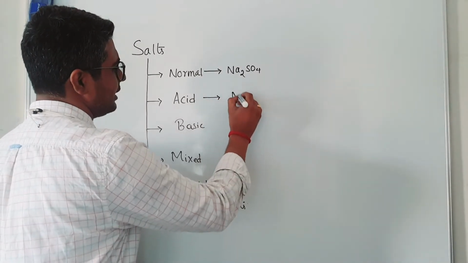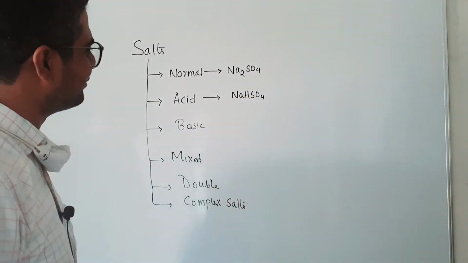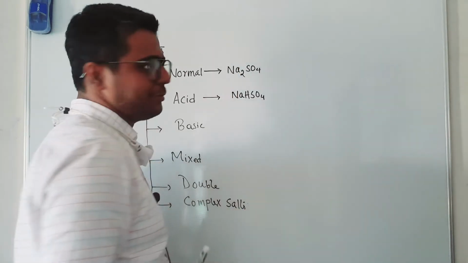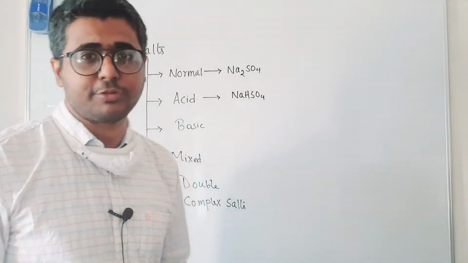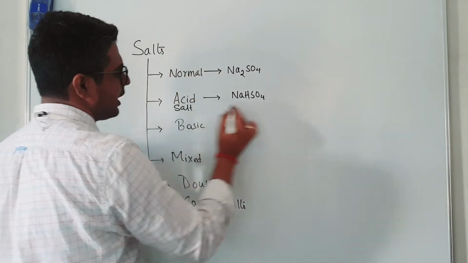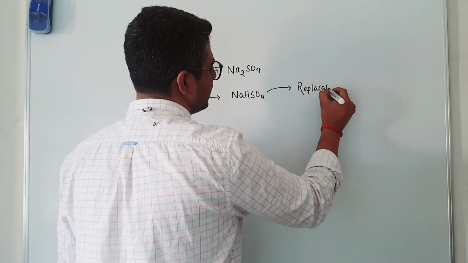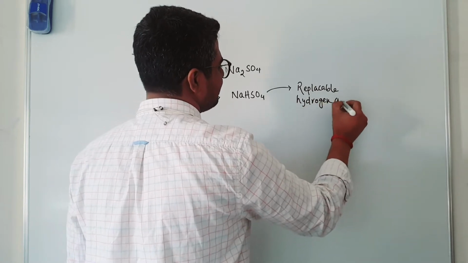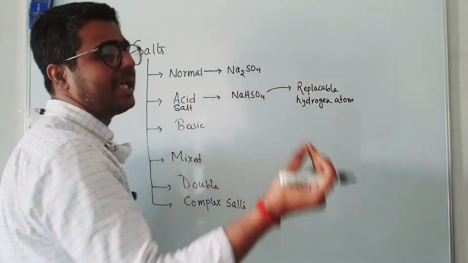Acid salt is NaHSO4. Okay, so what is the difference between these two? If we see here, the positive part is Na and the negative part is SO4. Here the positive part is Na and hydrogen and the negative part is SO4. So in this case the acid salt has replaceable hydrogen atoms. What does this mean? That means that this hydrogen can still be replaced by another atom of sodium.